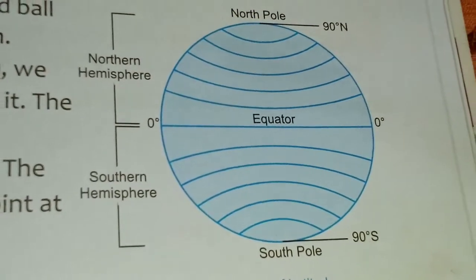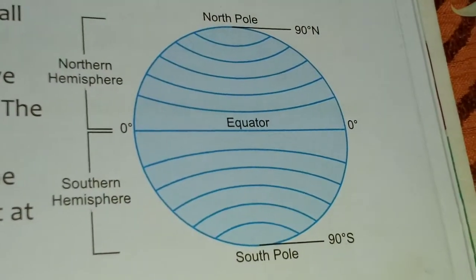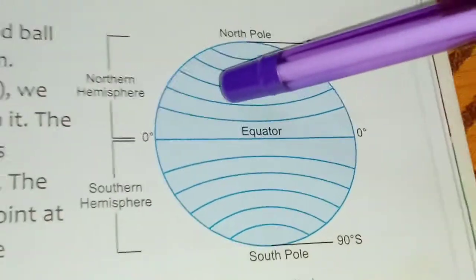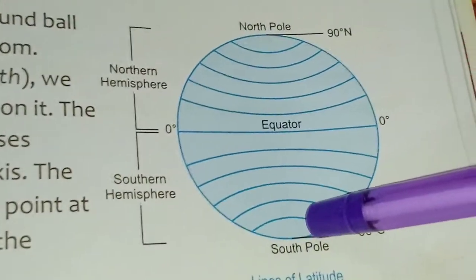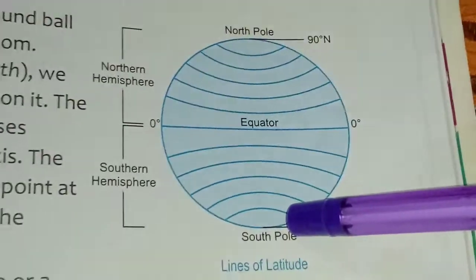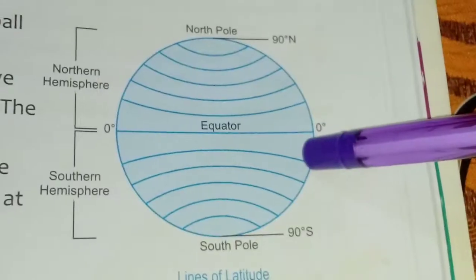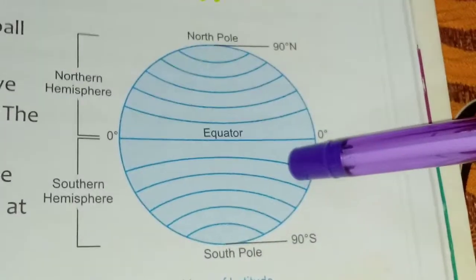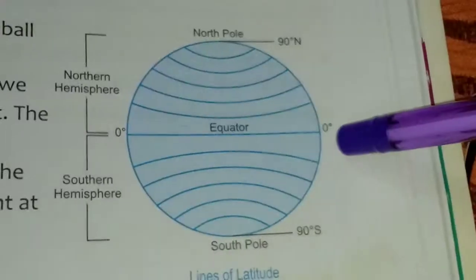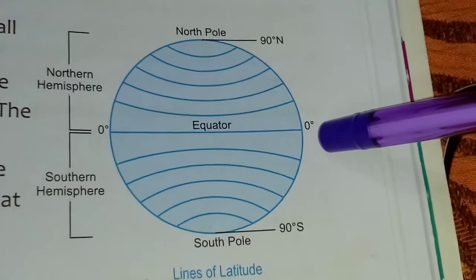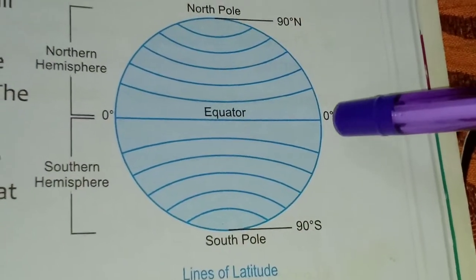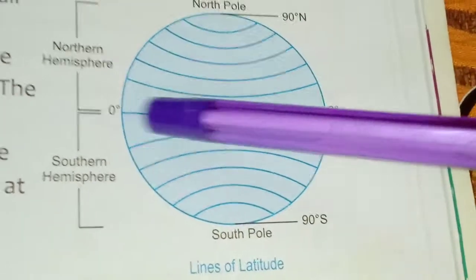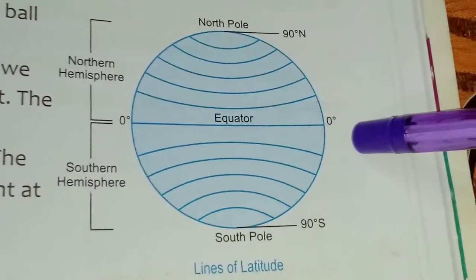Actually, the line which divides the Earth into northern and southern parts is the equator. It is the main parallel of latitude, marked as 0 degrees. This line is the longest parallel and it is called the equator. It is marked as 0 degrees.